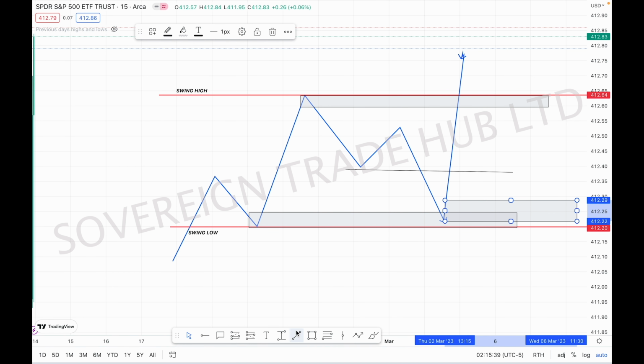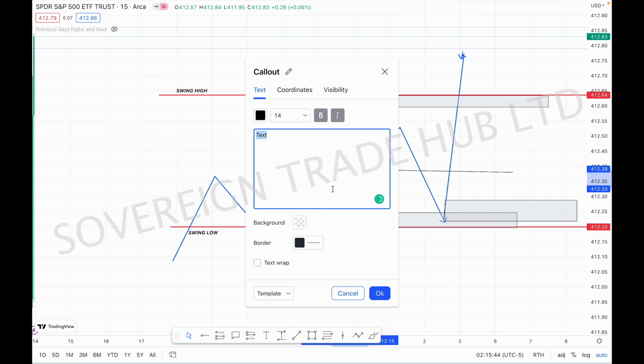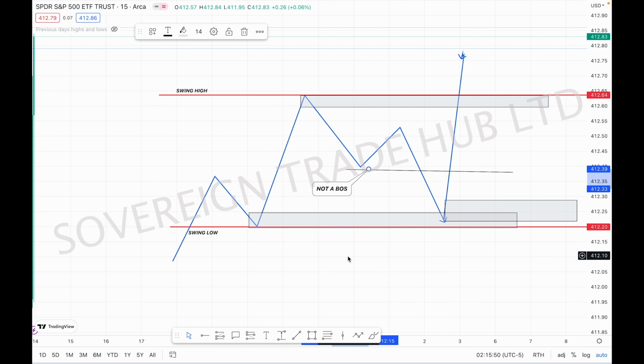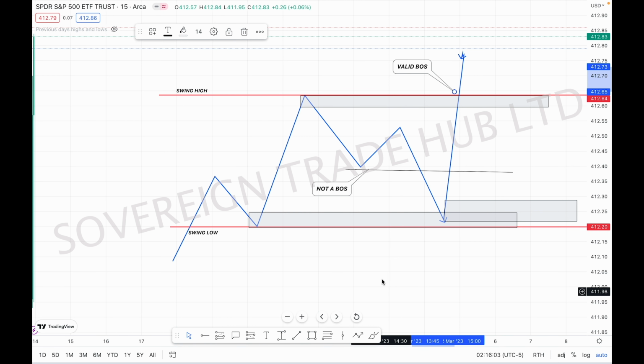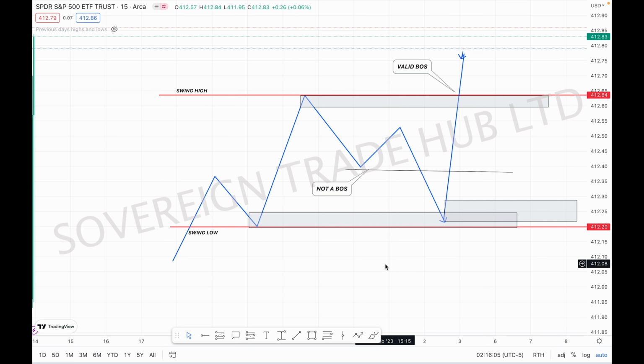Let me put in notes to this. This is not a BOS. It's not a break of structure. And for these, we will call these valid BOS. Now, this is for a bullish scenario.